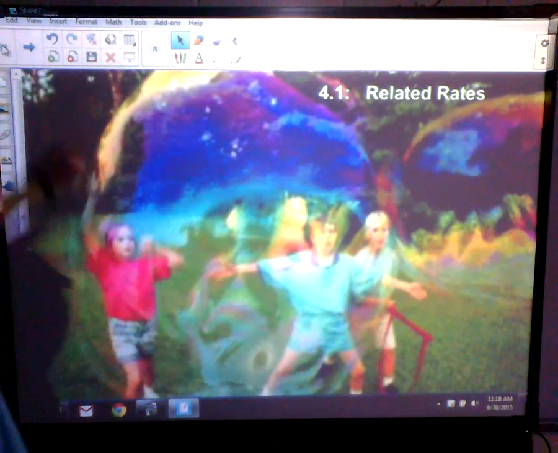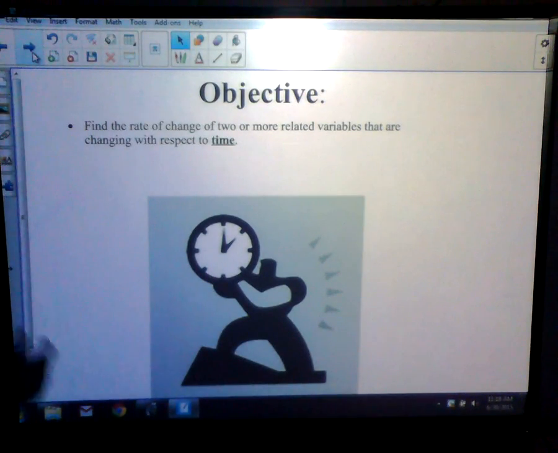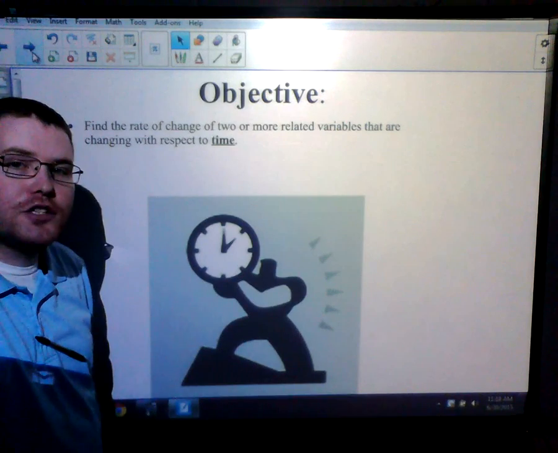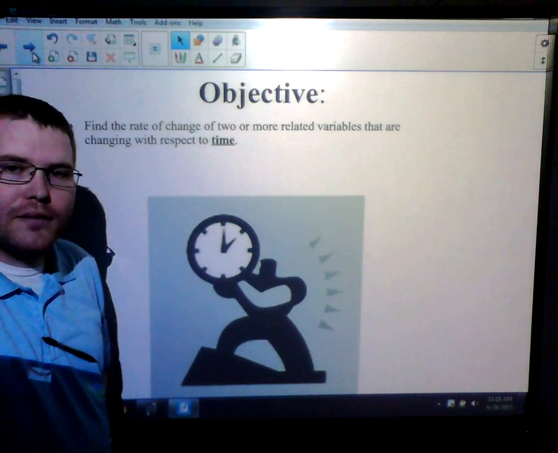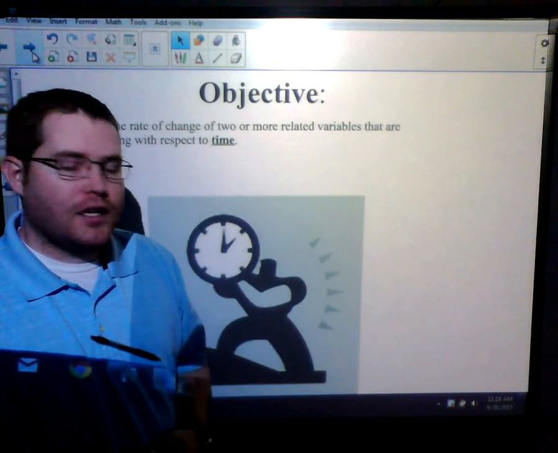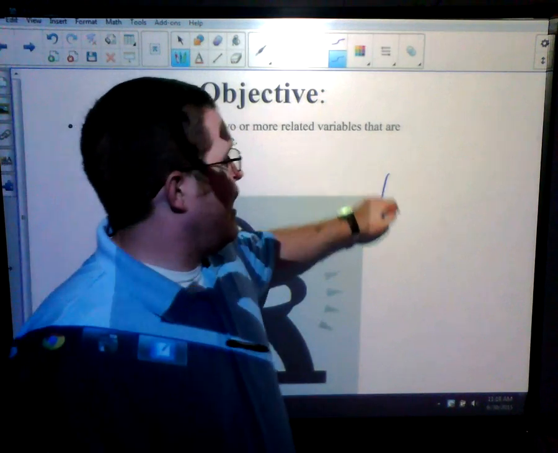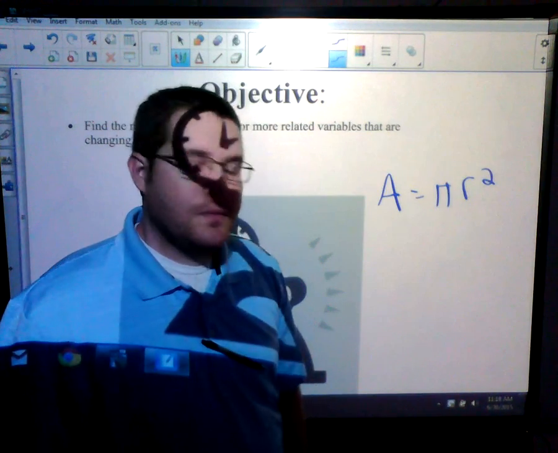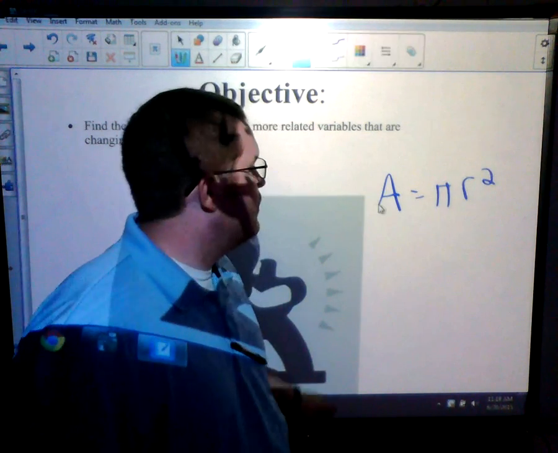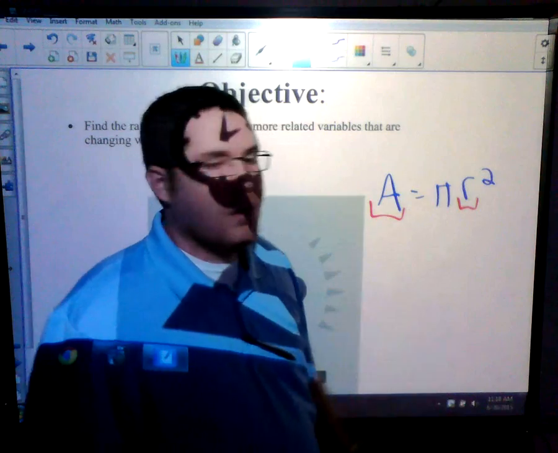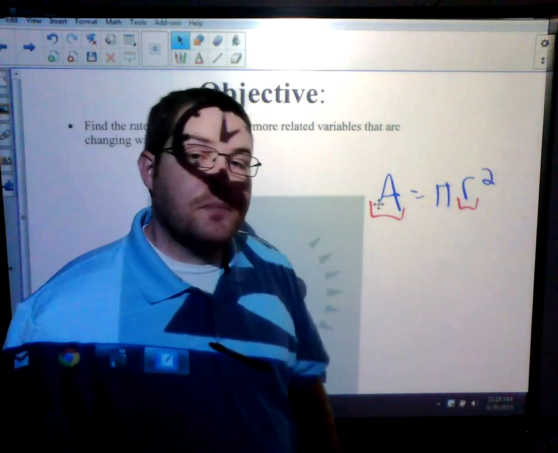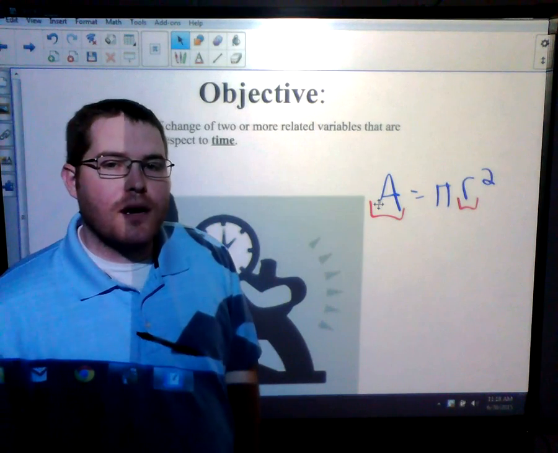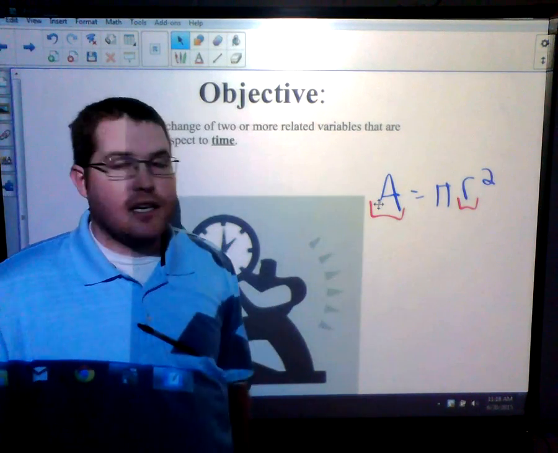Okay, what is a related rate? Well, that's when two variables are changing over time. So I'm going to need some sort of function that will relate the two different variables. And you guys know a lot of functions, like A equals pi r squared. That's the area of a circle. What are your two variables here? A and R. It doesn't have to just be two variables. It could be as many variables as you want. But we're going to have some sort of problem that has two variables in it at least.